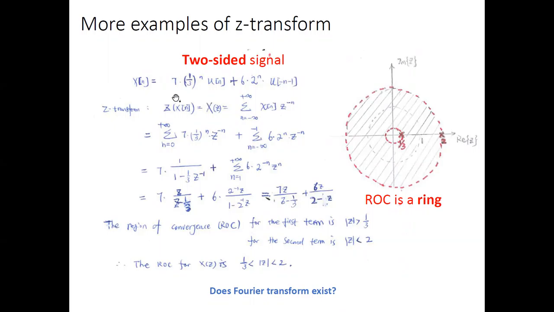For the entire signal x[n], to make sure that its Z transform converges, we need both ROCs to be satisfied. Therefore, we need the magnitude of z to be larger than 1/3 and smaller than 2. In other words, it's the intersection of the two ROCs, which gives us this expression. If we plot it on the z plane, larger than 1/3 and smaller than 2, it is the ring between 1/3 and 2. A student said it's a donut. That's also right.